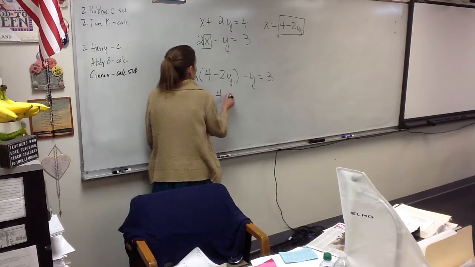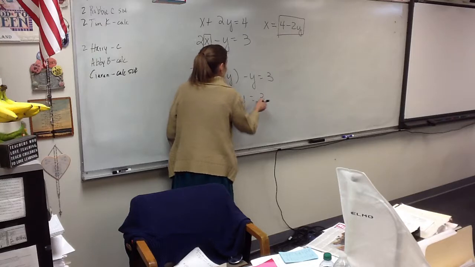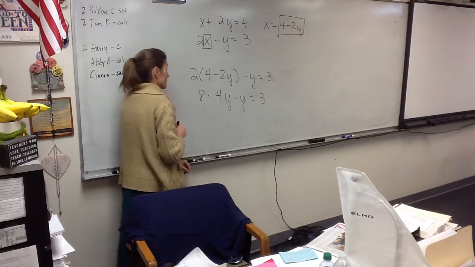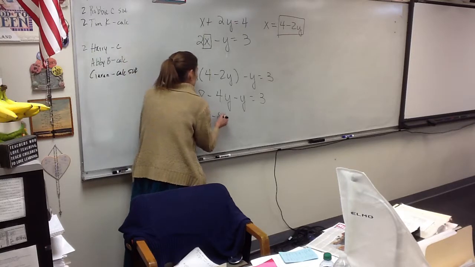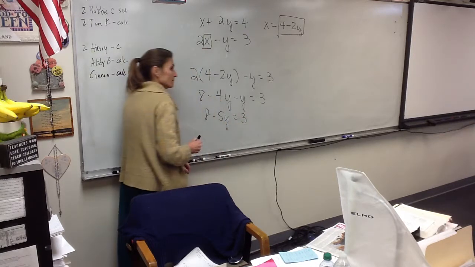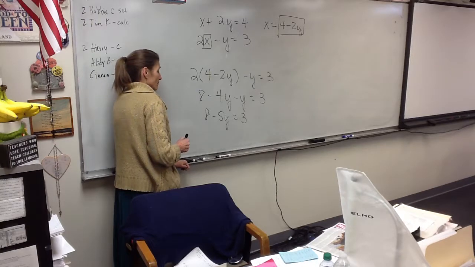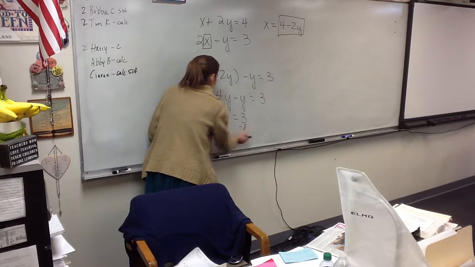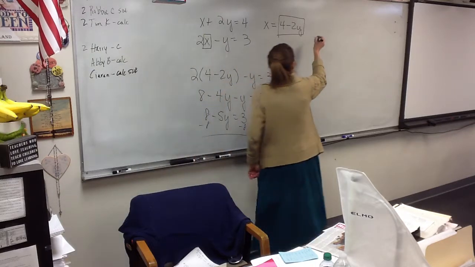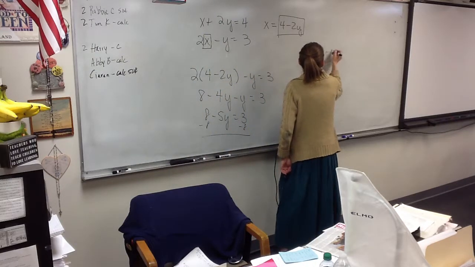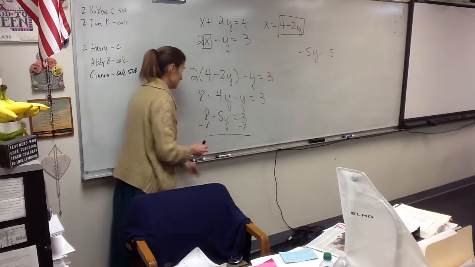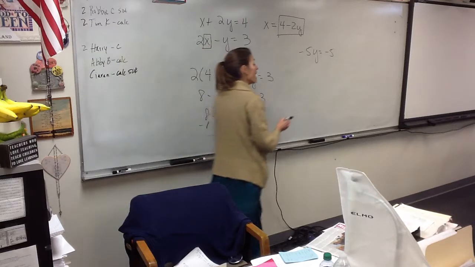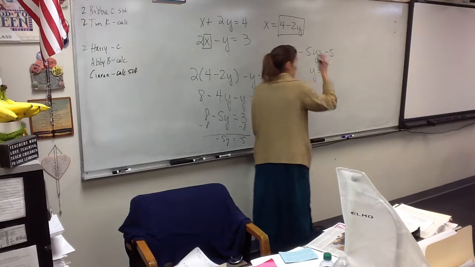So 8 minus 4y minus y equals 3. Everybody see the distribute? So 8 minus 5y equals 3. Now what will we do? Subtract the 8. So we have negative 5y equals negative 5. And y equals 1.